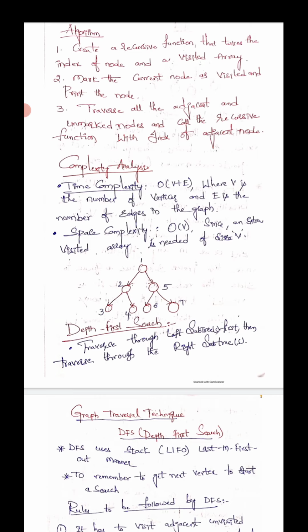We have 3 algorithm steps. First, we create a recursive function that takes the index of a node and a visited array. The second step, we mark the current node as visited and print the node. The third step is to traverse all the adjacent unmarked nodes and call the recursive function with the index of the adjacent node.